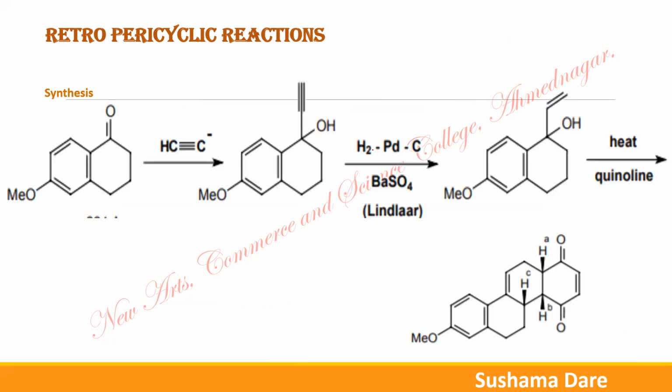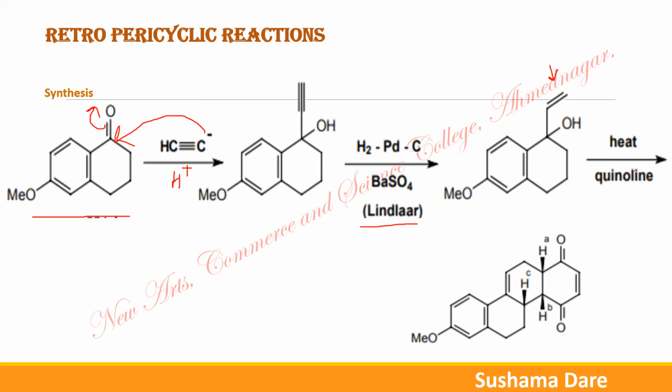Now look at the synthesis. This one plus acetylene, which is treated with the base, gives the acetylide. Now this acetylide attacks the carbonyl group, and this changes to O⁻, and after hydrolysis, that is, it abstracts the proton from the solvent, it gives OH. Then we have to reduce the triple bond to a double bond, and again that reduction is a cis reduction, that is a Lindlar catalyst. So the triple bond changes to a double bond.